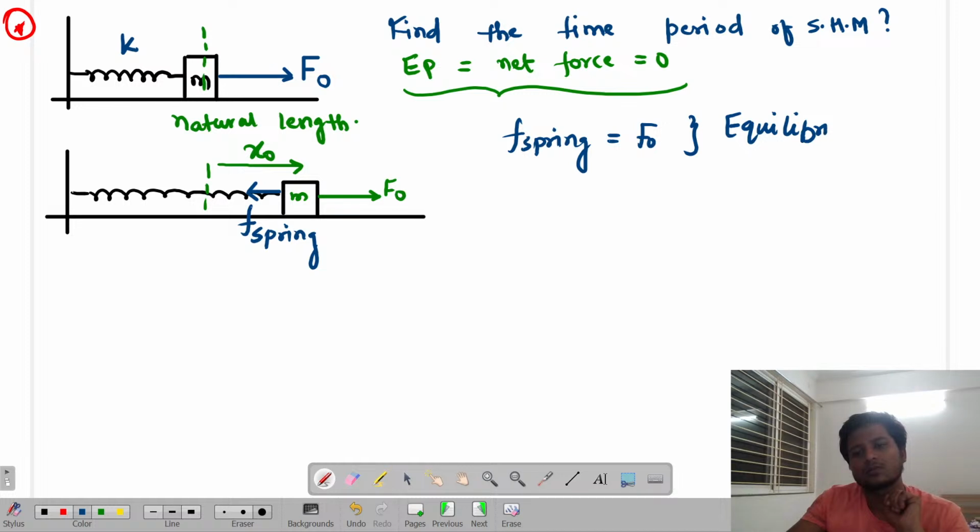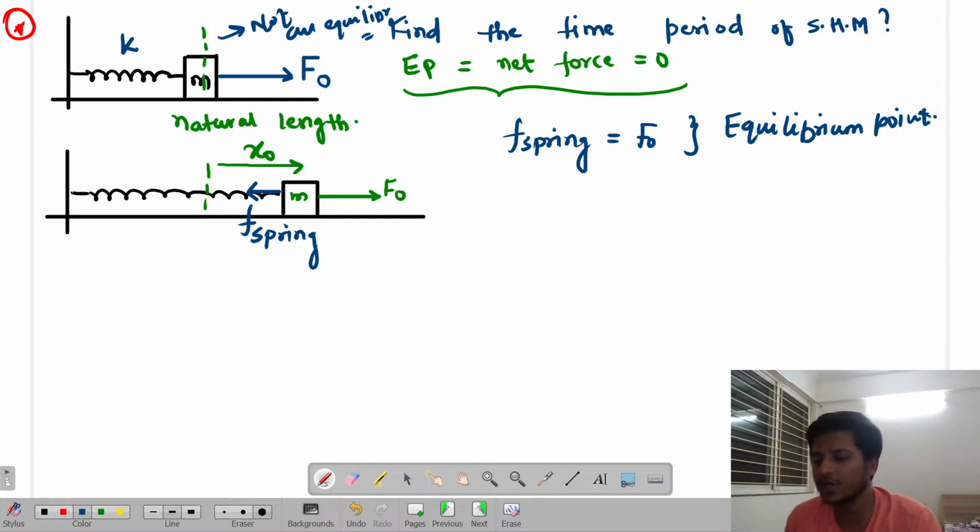क्या बोलेंगे इस point को? So that point which we considered initially was not the equilibrium point. This point is not an equilibrium point. Are you able to get me? Everyone? Yeah, this is a case of which kind of point? Natural length. Equilibrium point कहाँ है? जहाँ पे right force is equal to left force, upward force is equal to downward force. Are you able to get me or not?